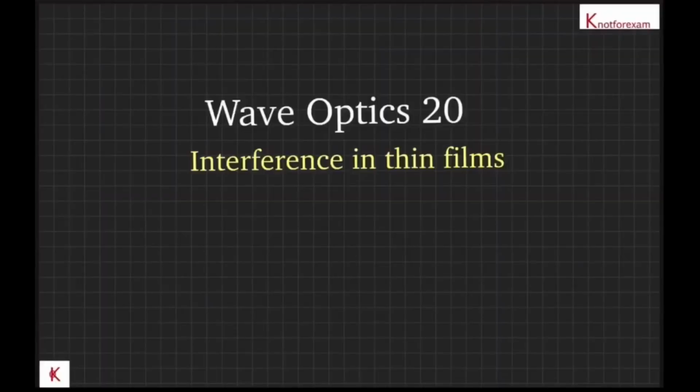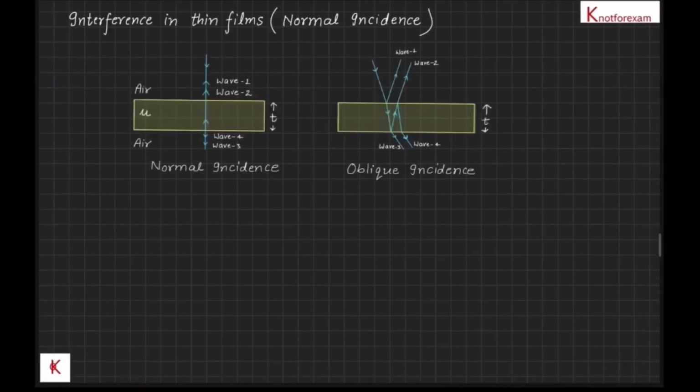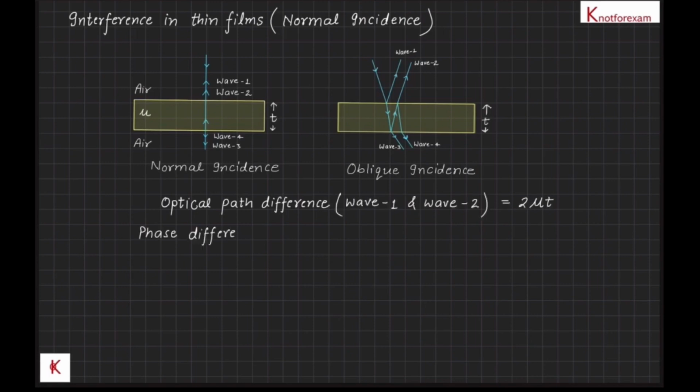We are going to discuss interference in thin films. Let's take a look at the figure of a thin film for normal incidence and oblique incidence. Reflected waves after first and second reflection are wave 1 and wave 2 respectively, and transmitted waves after first transmission and second transmission are wave 3 and wave 4 respectively. Now optical path length difference between wave 1 and wave 2 is 2μt, and phase difference between wave 1 and wave 2 caused by reflection will be π.